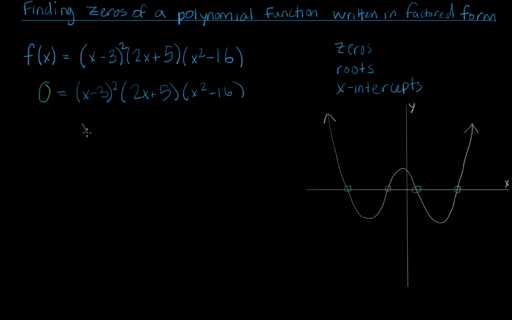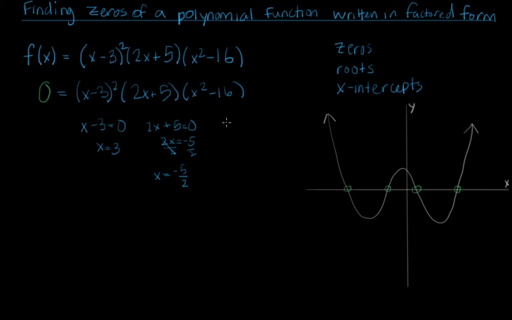We just need to set x minus 3 equal to 0, which would give us x equals 3. So one root is x equals 3, or one of the zeros is x equals 3. Now let's set 2x plus 5 equal to 0. And if you can do this in your head, that's fine too, but I'm going to write it out just this time. So 2x equals negative 5, so x equals negative 5 halves. Okay, that's our second root.